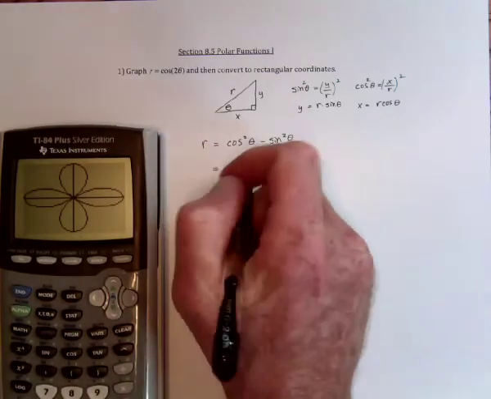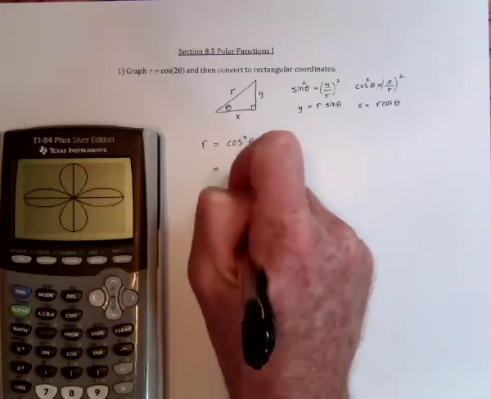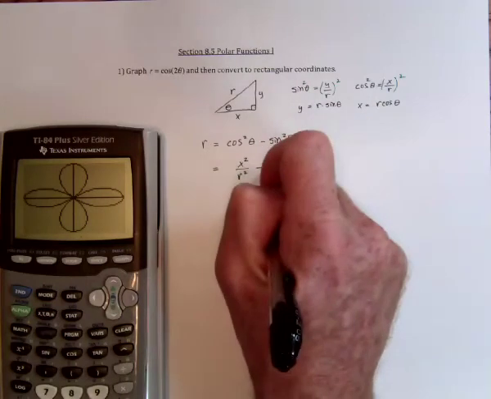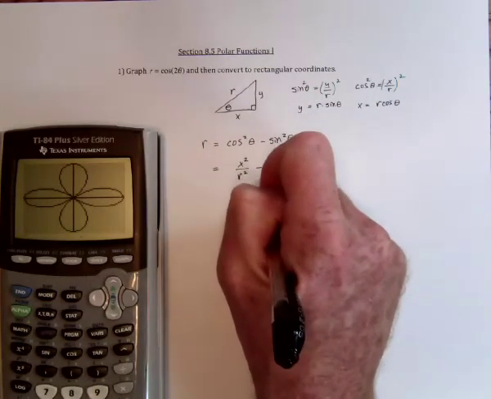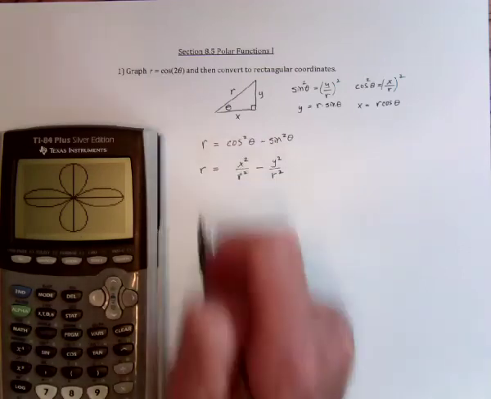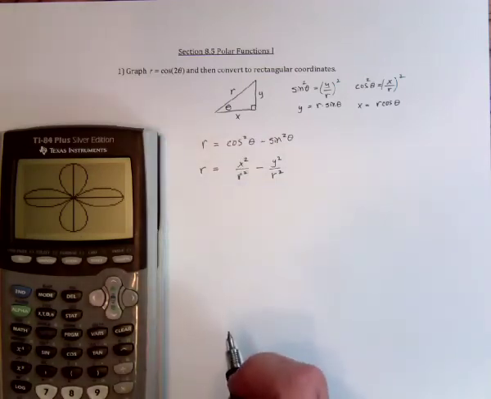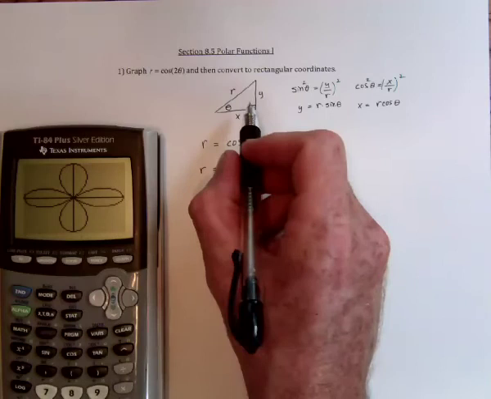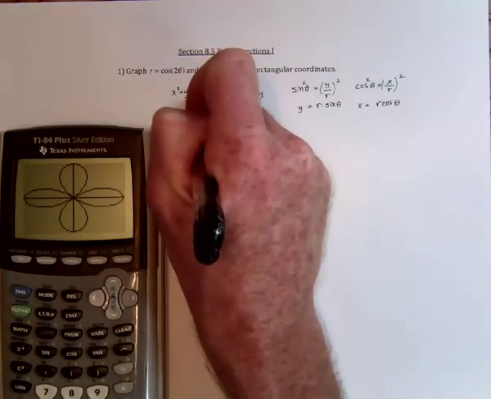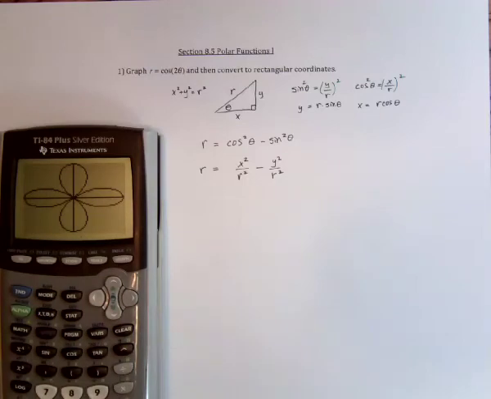So we've got cosine squared is x squared over r squared. Sine squared is y squared over r squared. And then we've got an additional r over here. And we're going to need to replace r and have just x's and y's. So you can also use the Pythagorean theorem. x squared plus y squared equals r squared from that right triangle.